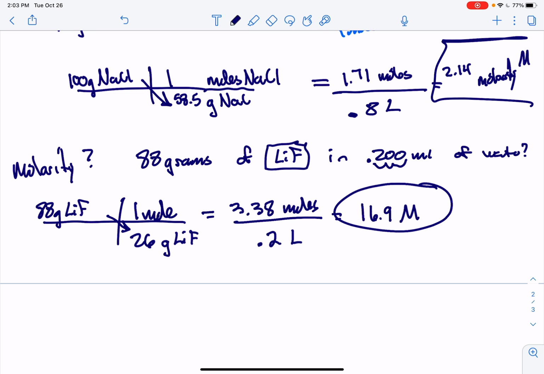Okay, there are some homework problems. I don't have the lab book in front of me, but if you look on the last couple pages, look where there is molarity and try those 3 problems and let me know how it goes.